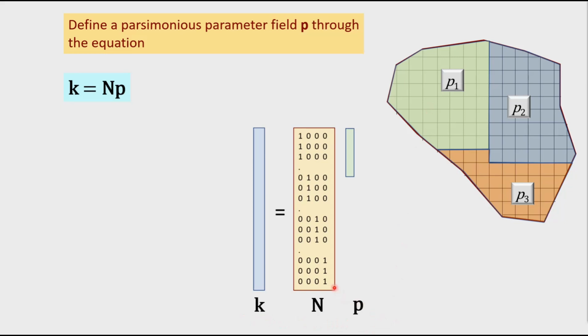N is just a matrix with ones down part of each column. The ones tell us which zone each element of K lies in. When undertaking manual regularization, setting up this equation will normally be a fairly easy task. Having defined how to calculate K from P, we can then go about estimating P.